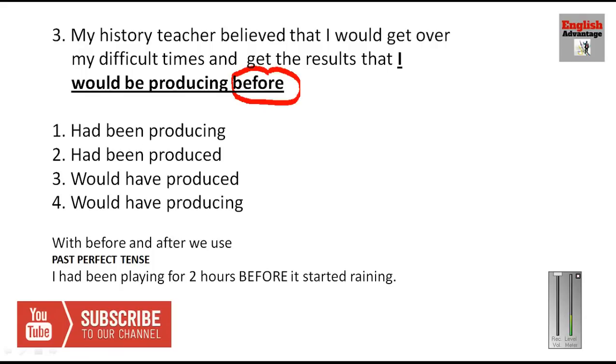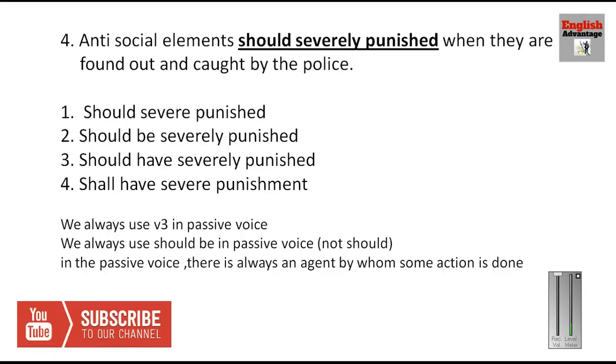With had been, with continuous tense, we always use the ing form of the verb. So this will not come. This is incorrect. This had been produced will not come. This had been producing, because with all the continuous tenses we use the ing form of the verb. So that is why this sentence can be corrected. Now let us see the next sentence.